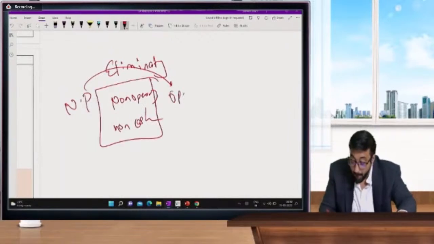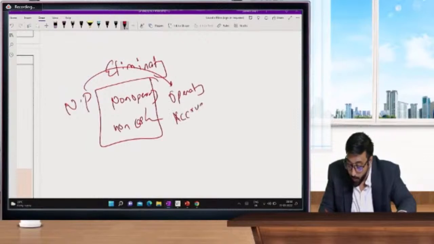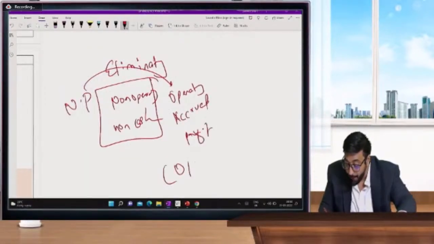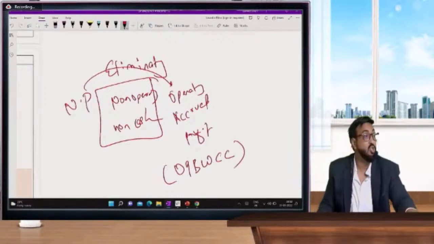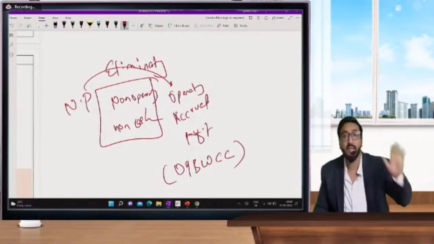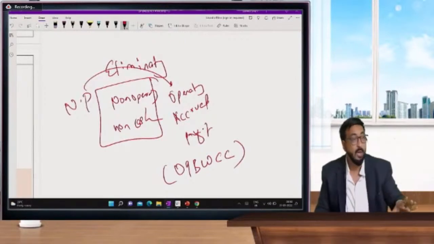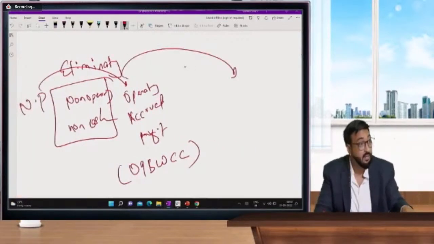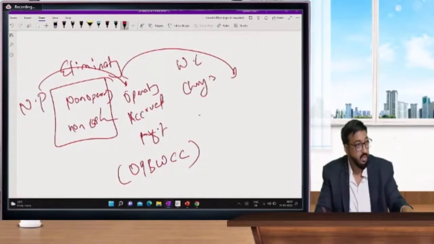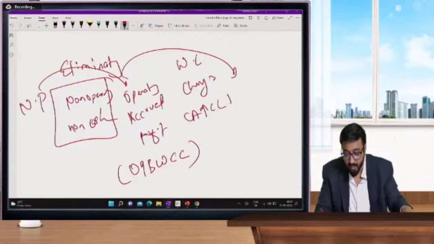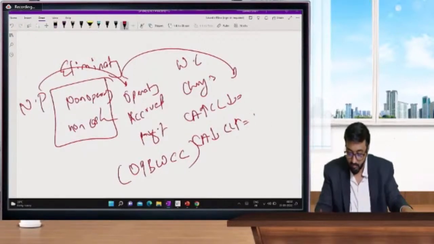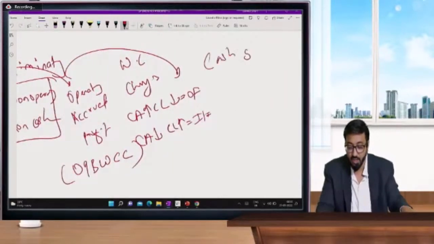So I will get operating accrued profit, but technically it is called operating profit before working capital changes. From this I will deduct working capital changes. Working capital means what? Current asset increase, current liability decrease, current asset decrease, current liability increase. Current asset decrease और current liability increase को क्या बोलेंगे? Inflow, outflow. And then I will get cash generated from operating activity or operations.